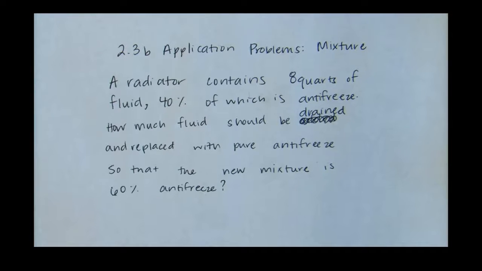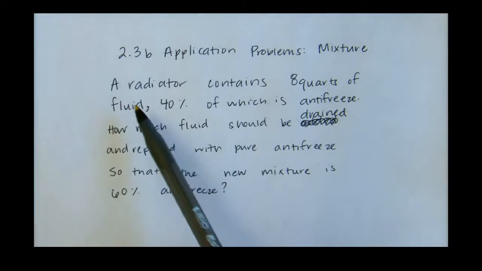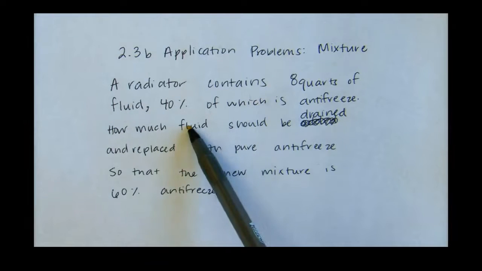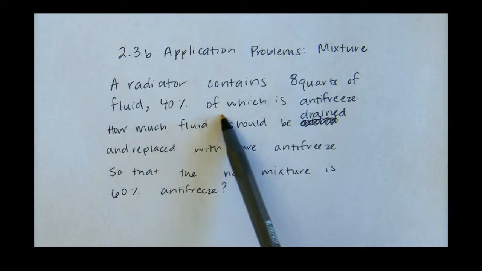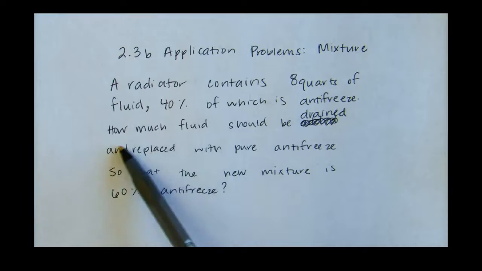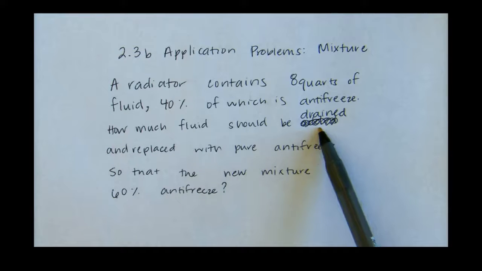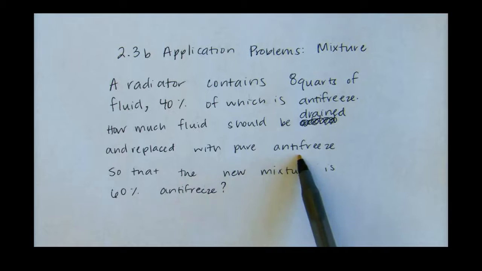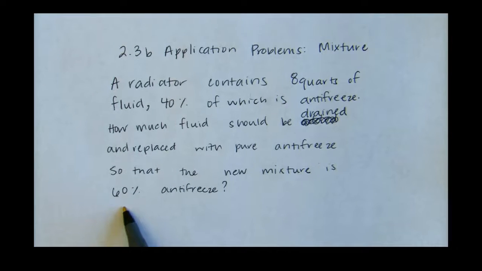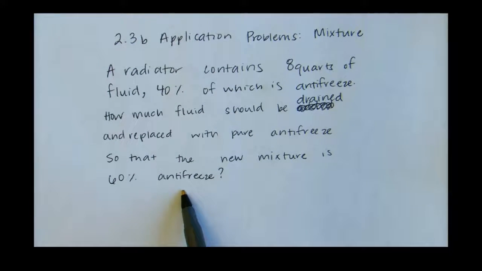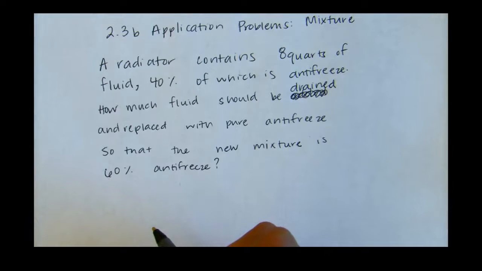So the problem that we're going to be going through is as follows. A radiator contains 8 quarts of fluid, 40% of which is antifreeze. How much fluid should be drained and replaced with pure antifreeze so that the new mixture is 60% antifreeze? Go ahead and identify what this question is asking you to do.